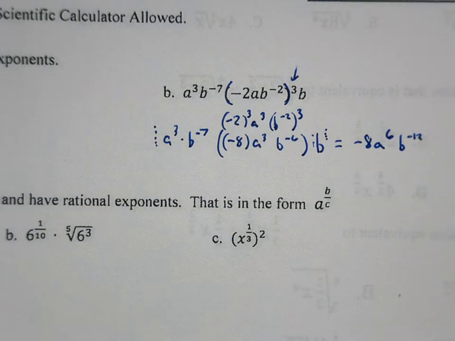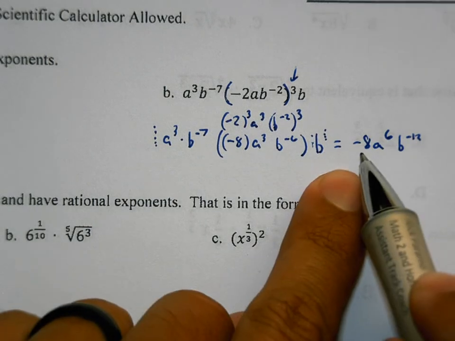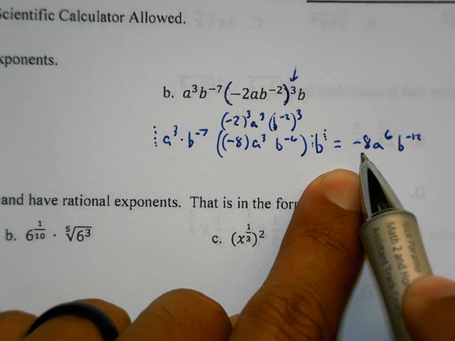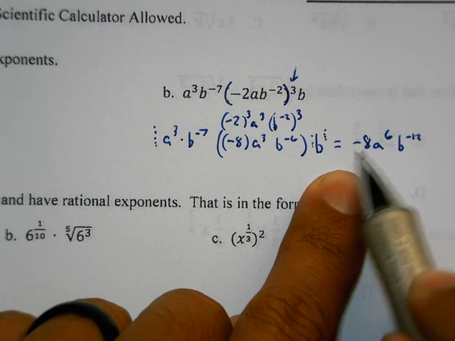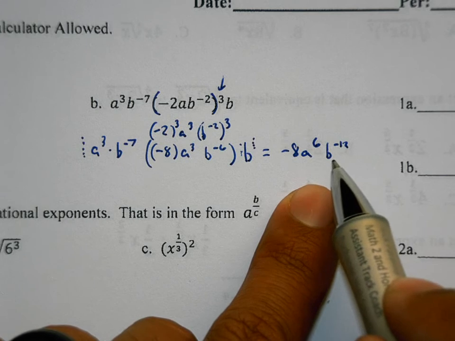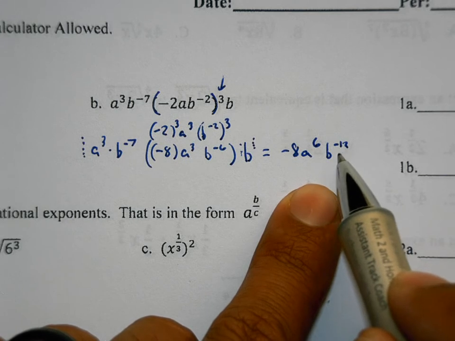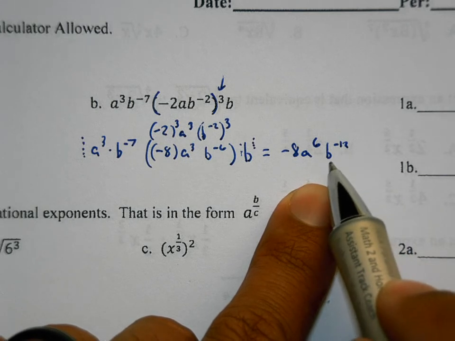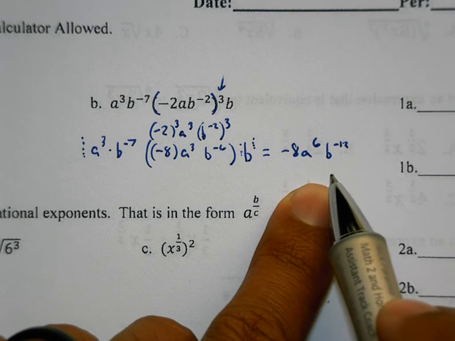So I've put everything together. The only thing I have not done is deal with negative exponents. This is not a negative exponent. This is a negative 8. Nothing happens with that. The only thing that I have to do something with is this b to the negative 12. This 12 becomes a positive when it moves from the numerator to the denominator or vice versa.